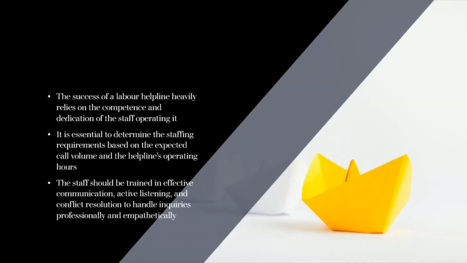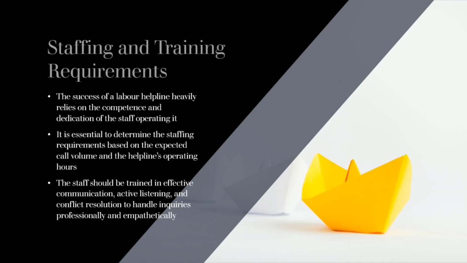The success of a labor helpline heavily relies on the competence and dedication of the staff operating it. It is essential to determine the staffing requirements based on the expected call volume and the helpline's operating hours. The staff should be trained in effective communication, active listening, and conflict resolution to handle inquiries professionally and empathetically. Additionally, training should be provided on labor laws and regulations, as well as the services and resources available to workers.